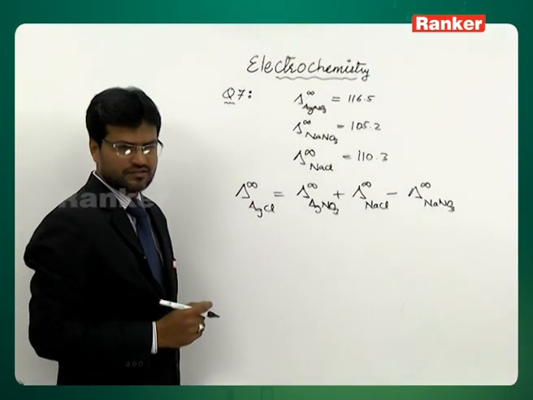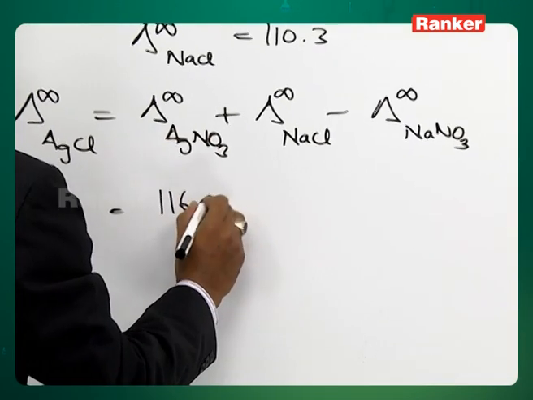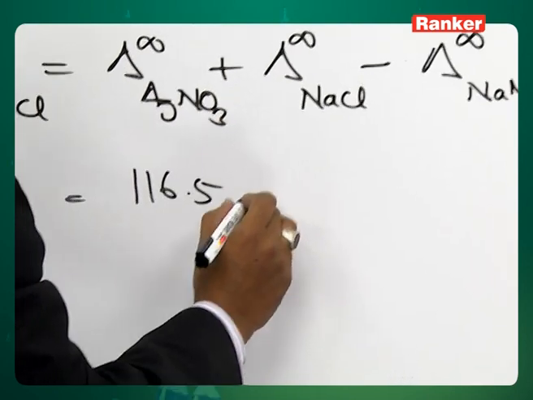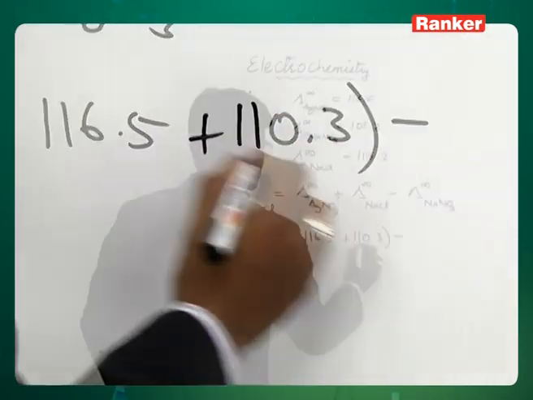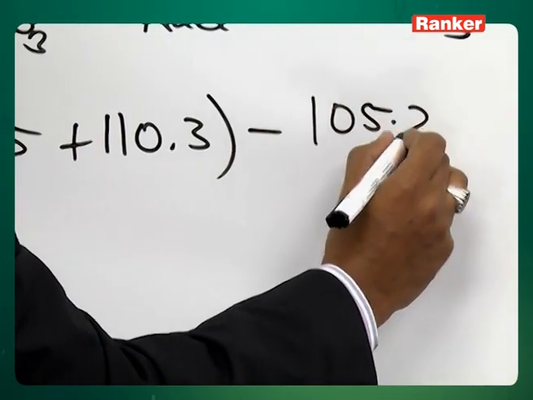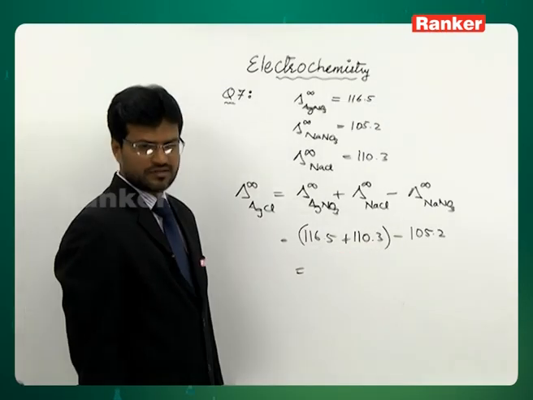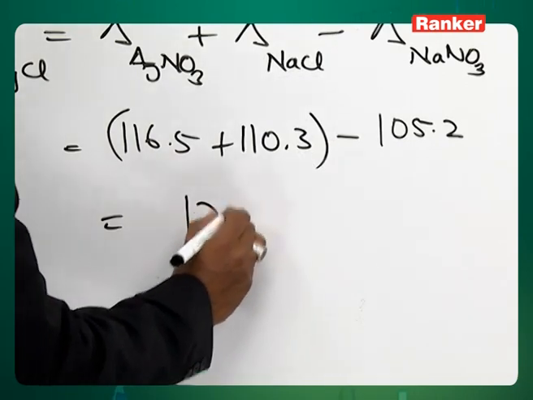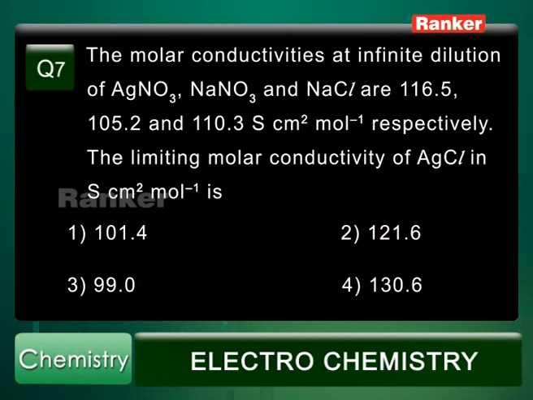So if you put the values, what value do you put here? 116.5. For NaCl you put 110.3, and for NaNO3 the value is 105.2. If you add these two and deduct 105.2, the answer you get is 121.6. So the correct answer is the second option, 121.6. This is an application of Kohlrausch's law.